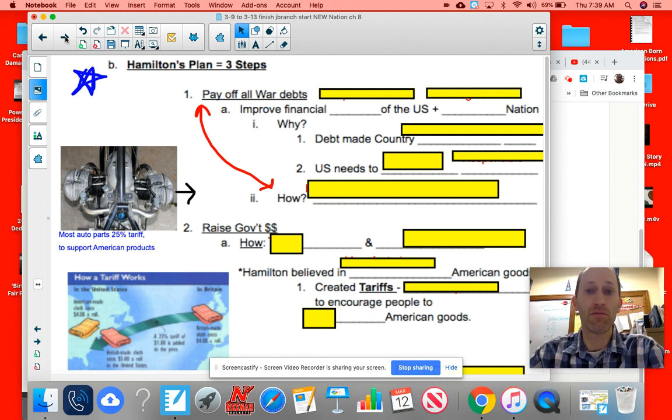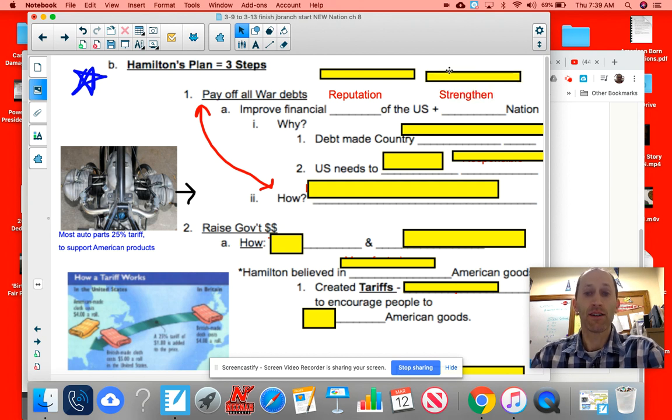Hamilton had a three-step plan to fixing the debt problem. Okay, he was the treasurer, the secretary of the treasury. So his job was to come up with a plan to fix that problem. Here's the first part. One, improve the United States financial reputation. Back then, reputation meant a big deal, meant a lot. And strengthen our nation. Why would we need this?